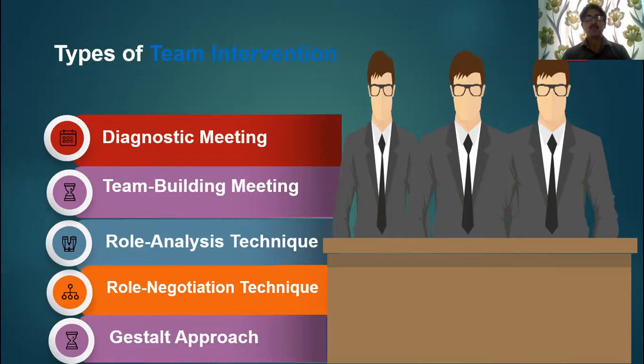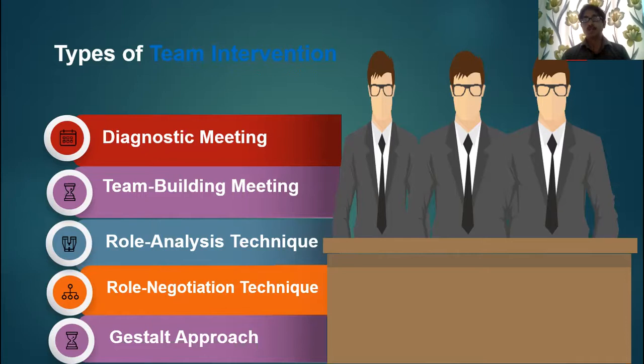In most of the cases, the answer is no. So that's why a method has been suggested by Thomas and Dayal. They have said that we can use the role analysis technique to identify our own role, the role expectations of others about my role, and my expectation about others' role. So there are certain techniques.